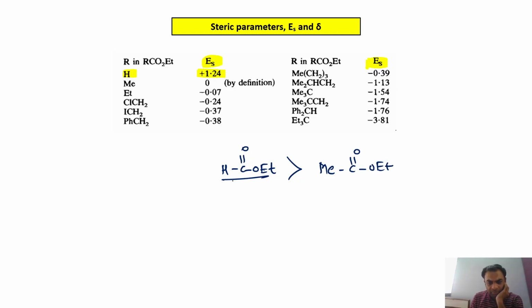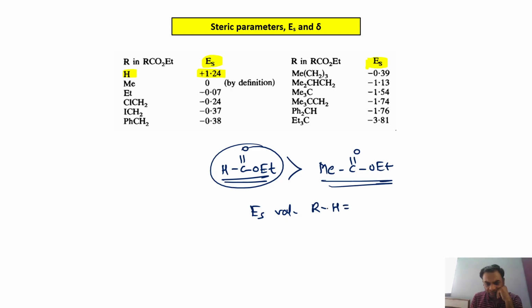We know that hydrogen has less steric effect than methyl, or zero steric effect. So the rate of ethyl formate will be more than that of ethyl acetate, and therefore when R is equal to hydrogen, we have an Es value of 1.24. But now, as we move to groups bulkier than methyl, for example methyl to ethyl, methyl to chloromethyl, and so on.